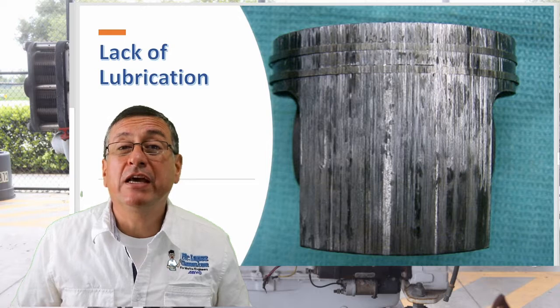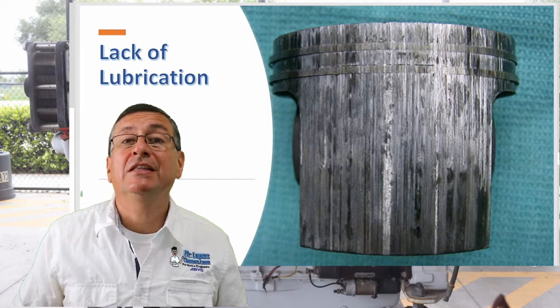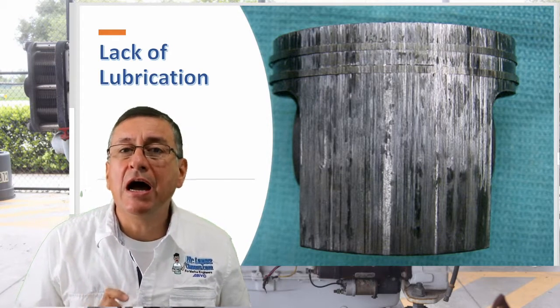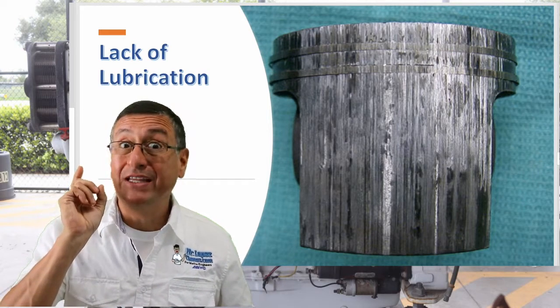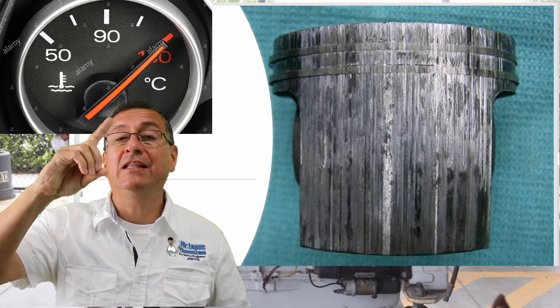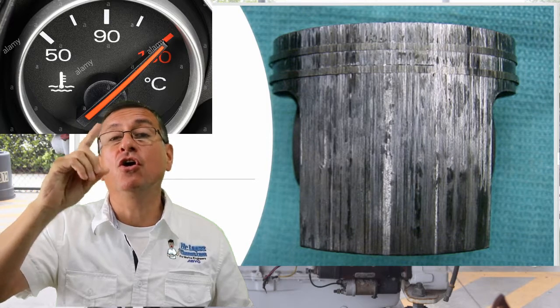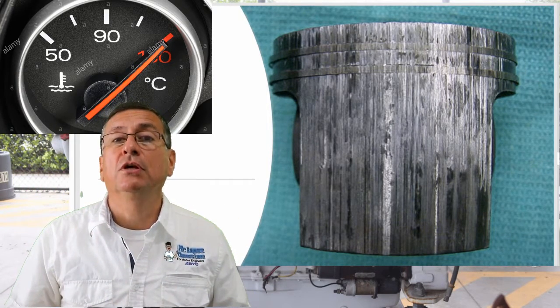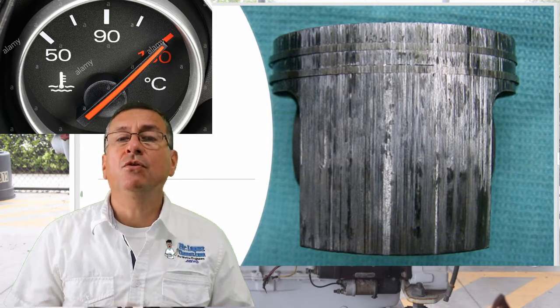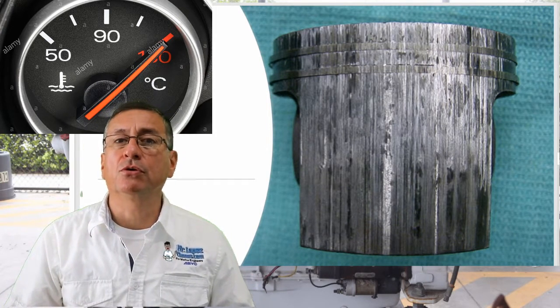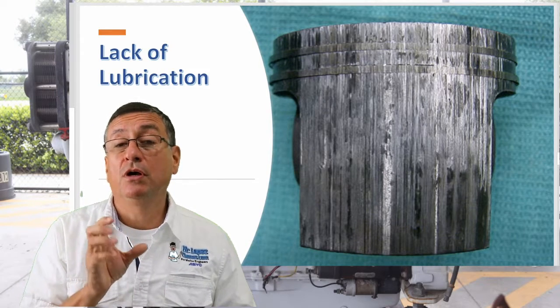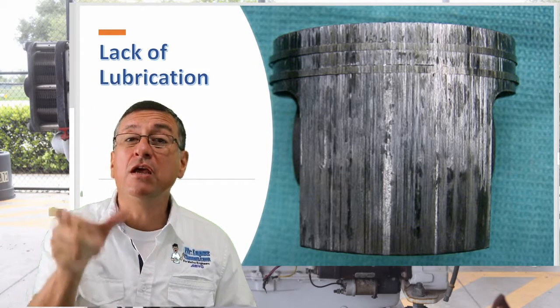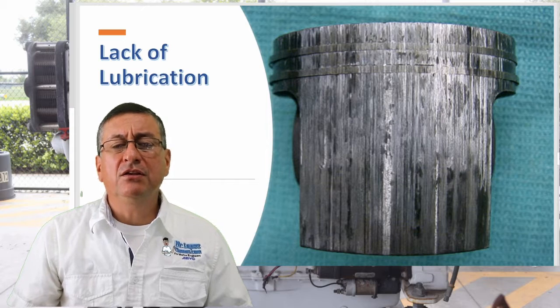When you have lack of lubrication, what is the first symptom? The temperature goes up, and the needle of the temperature gauge goes up with respect to the normal position. And probably you have a code on the computer, high temperature. But the high temperature was focused only in one cylinder, right? This is the first one.